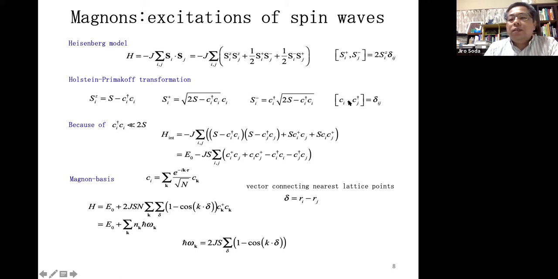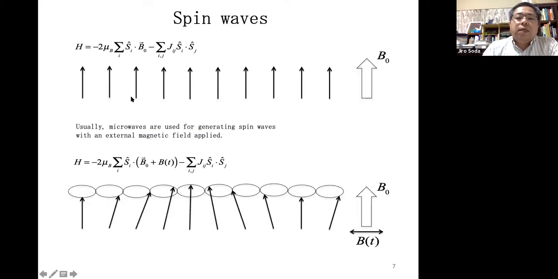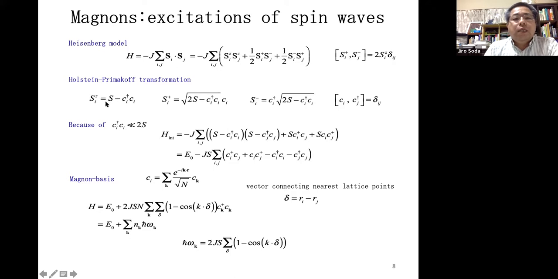Here, c and c† satisfy the conventional algebra for the annihilation and creation operators. So this c†c is the number operator. So if we increase this number, then the z component of spin decreases. So this describes the change of the z component of this spin. This is similar to the precession motion. The other components S⁺ and S⁻ can be constructed to satisfy this algebra.